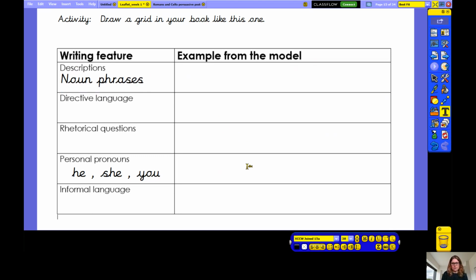So, can you find any examples of noun phrases? Remember, adjective, adjective, noun, or adjective, noun, or adjective, adjective, adjective, noun. That's what we're looking for in our writing for great descriptions.